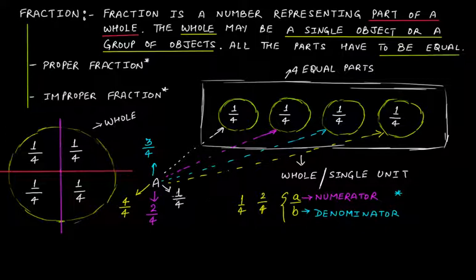So in all these, 1 by 4, 2 by 4, 3 by 4 and 4 by 4, you will notice one thing: the numerator is either less than or equal to the denominator. 1 is less than 4, 2 is less than 4, 3 is less than 4, and 4 is equal to 4. That's what actually a proper fraction is. Whatever we have discussed till now is a proper fraction.